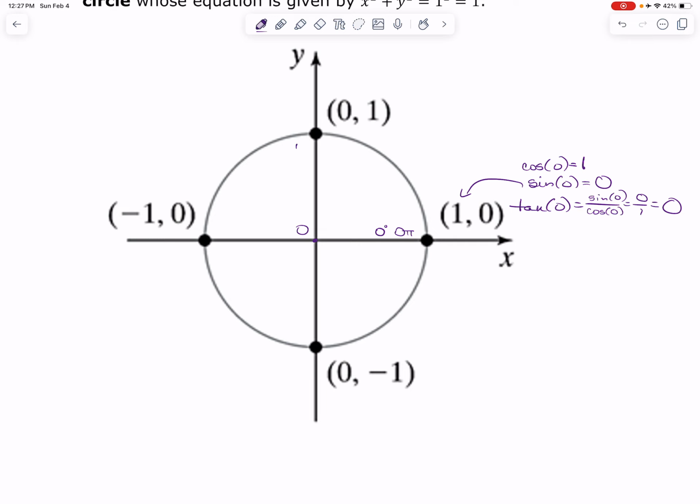At pi over 2, or 90 degrees, we know the cosine at pi over 2 is 0. The sine at pi over 2 is 1. But my tangent at pi over 2, which is sine over cosine, we can never divide by 0. So the tangent at pi over 2 is undefined.